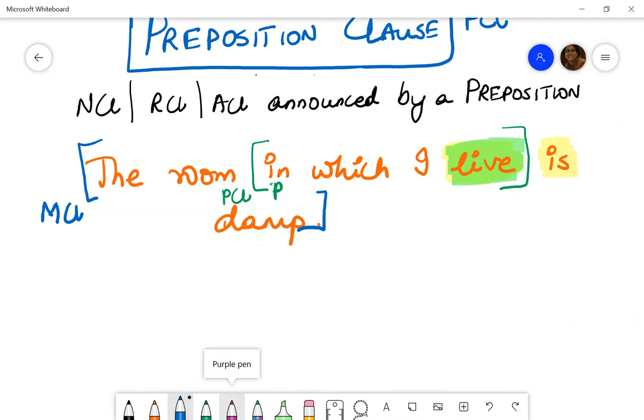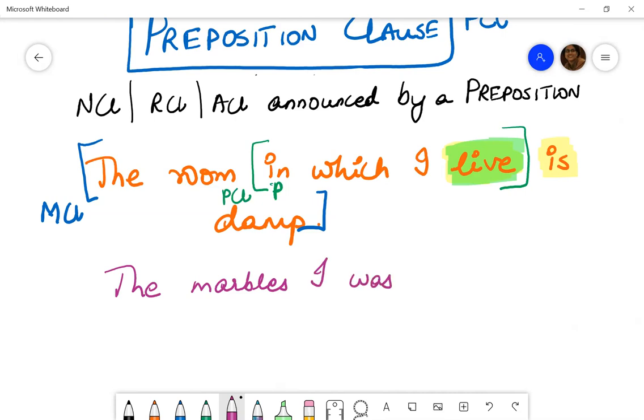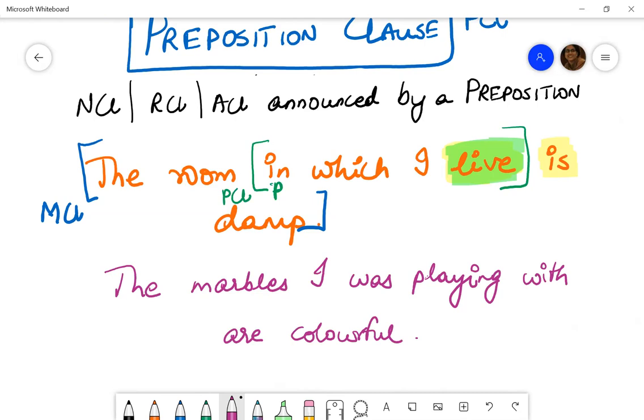Let's look at another sentence for us. The room in which I live is damp. You can have another sentence which talks about, okay.